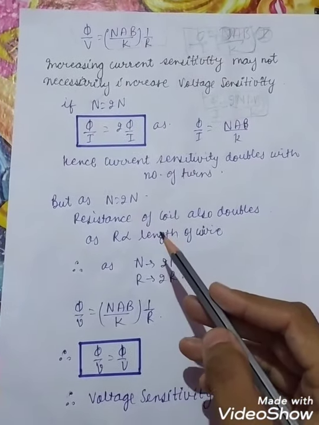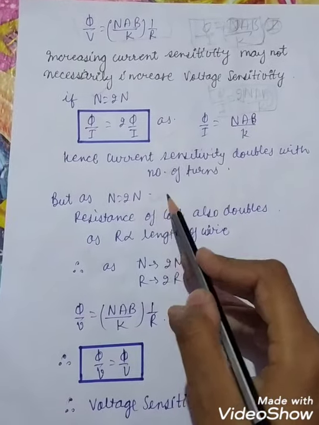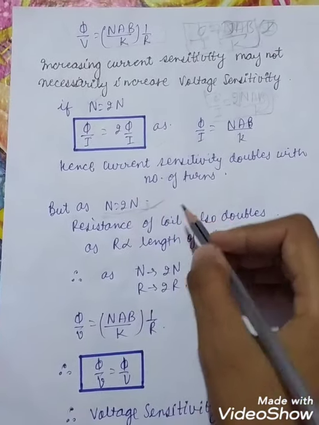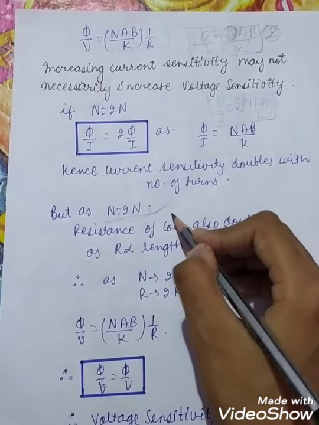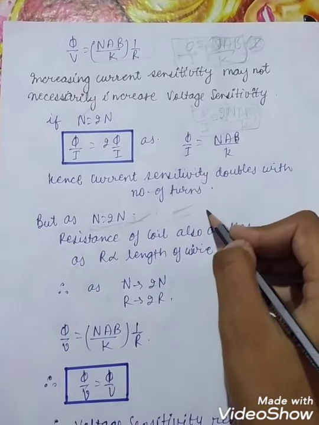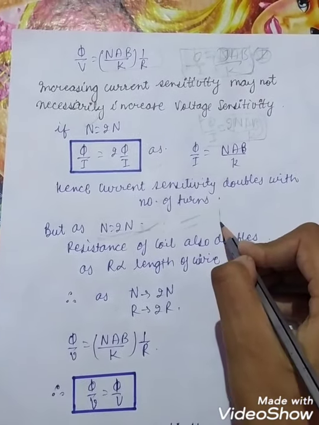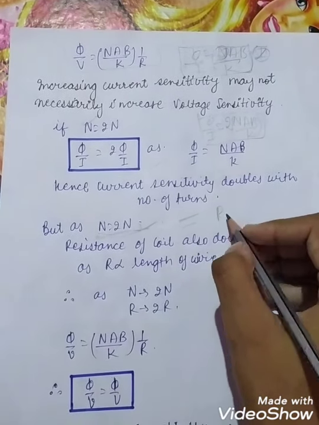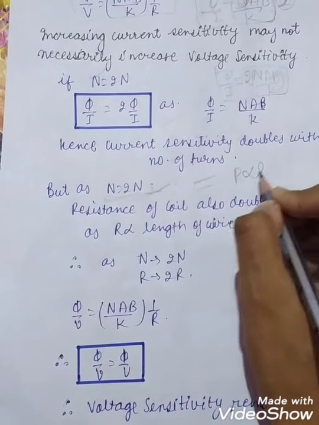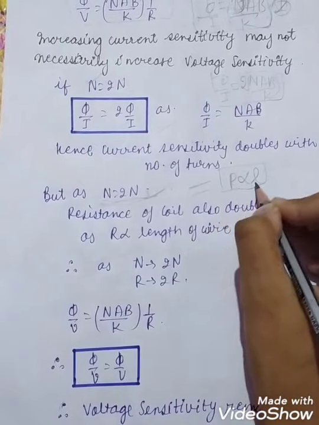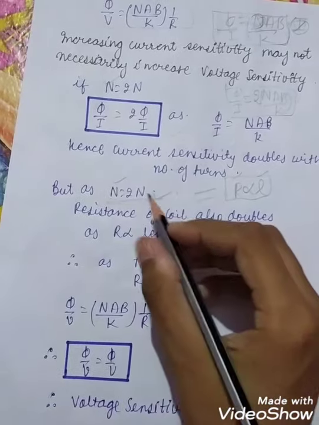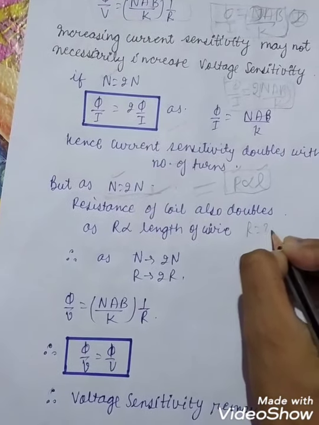Okay, now what happens to the voltage sensitivity if we double the number of turns? If I am increasing the number of turns, it means that I am doubling the length of the coil. As we already know, the resistance of a coil is directly proportional to the length of the wire. So if we increase the number of turns, and hence the length, the resistance also increases. So if N becomes 2N, the resistance also becomes 2R.